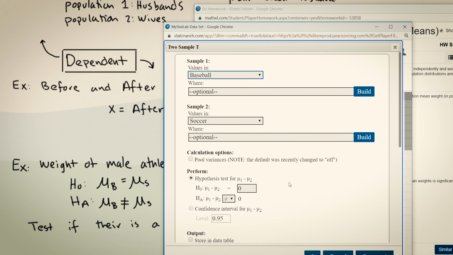Sometimes people do a little bit of algebra, and instead of writing mu1 equals mu2, they'll write mu1 minus mu2 equals 0, just like we saw with proportion confidence intervals and proportion hypothesis testing. Anything that's about two populations, what we're really concerned with is there a difference between the populations. So that's why the 0 is always in there.